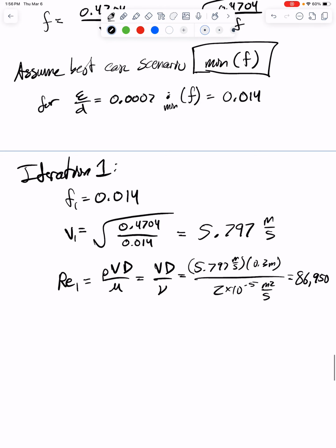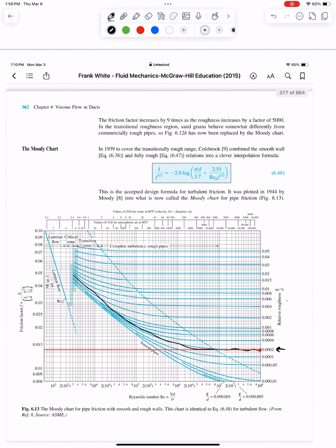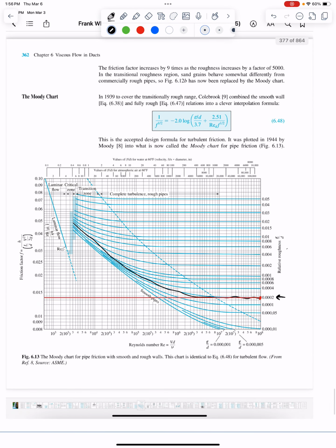So let me return to that plot. What the heck? Oops. So Reynolds number is basically 87,000. And 87,000 would be around this value here. So based on the Reynolds number, I move up and I continue to follow my 0.002 roughness factor, right? Therefore, I have a new interception. This new interception is going to give me a new F value.